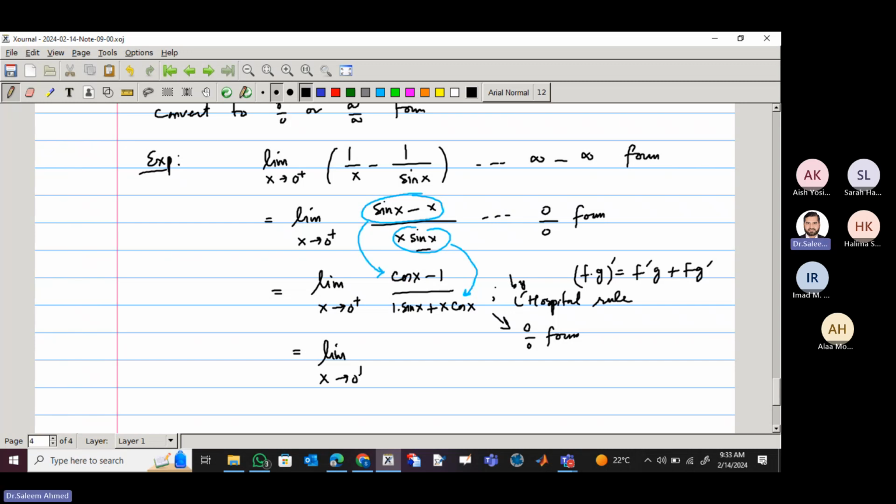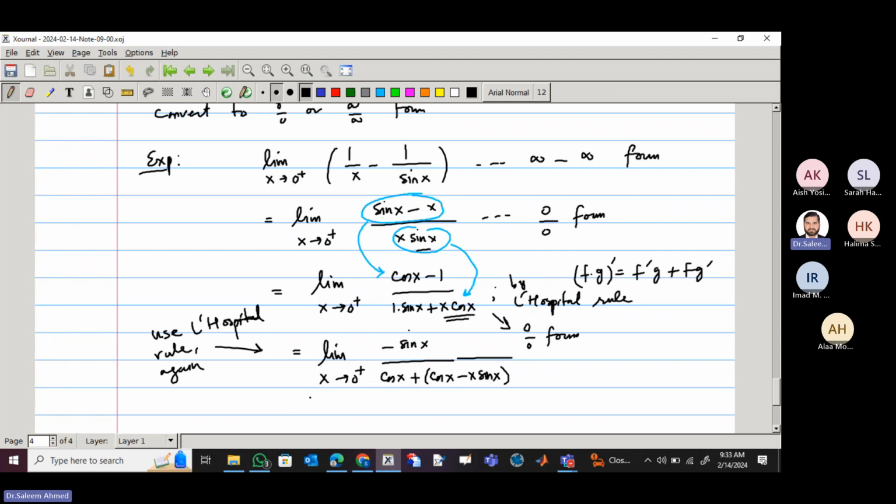No issues. Okay, so here I am using L'Hopital's rule again. No problem. I can use it as many times as possible. So we are using L'Hopital's rule again. Now the derivative of cosine x will become minus sine x, and minus 1 is 0, divided by the derivative of sine x, which becomes cos x, plus x cos x, again use the product rule. So 1 into cos x plus x into the derivative of cos, which is minus sine x.